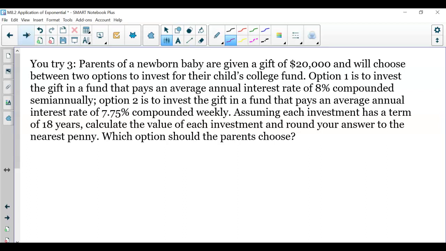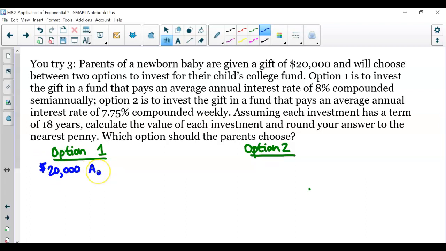And here we go. Notice how when you read through this, there are 2 options. So I'm going to set this up as option 1 and option 2. So in option 1, you have the initial amount, right? Because the parents are given that gift of $20,000. So option 1 has $20,000. That's the initial amount. And they can choose here between the 2 options.